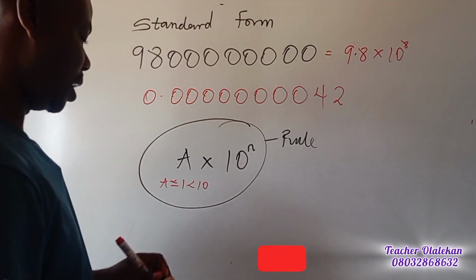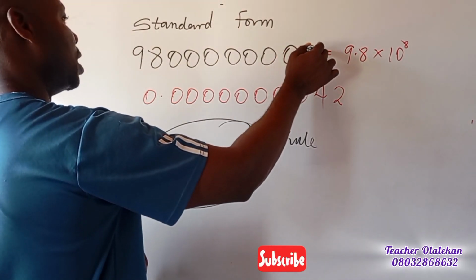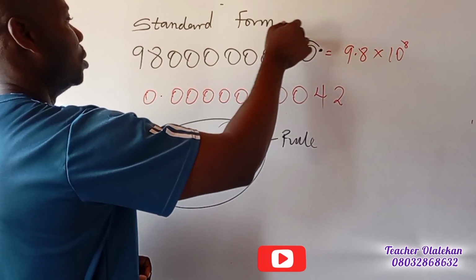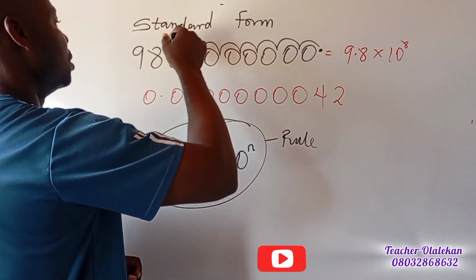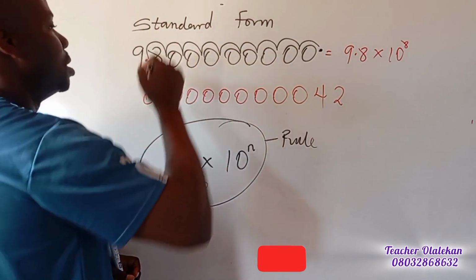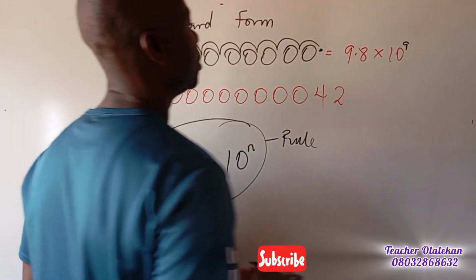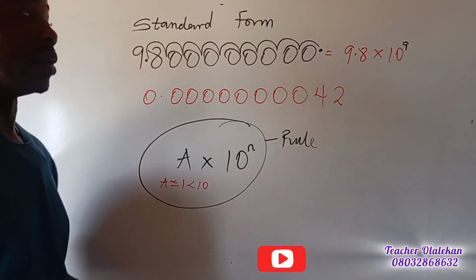So why is it 8? That is the number of times we move the point. The point was originally here, since every whole number has a point. 1, 2, 3, 4, 5, 6, 7, 8, 9. Oh, I was wrong, that should be 9. So it is 9.8 times 10 raised to power 9.